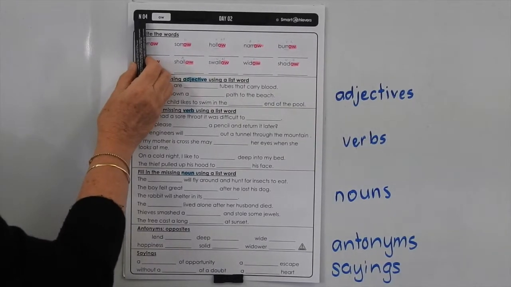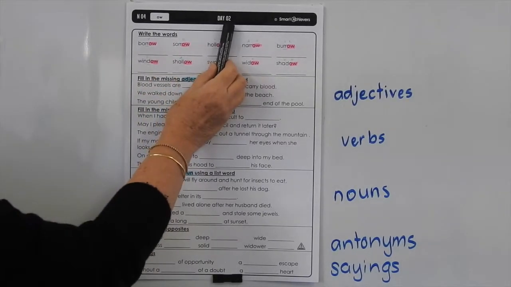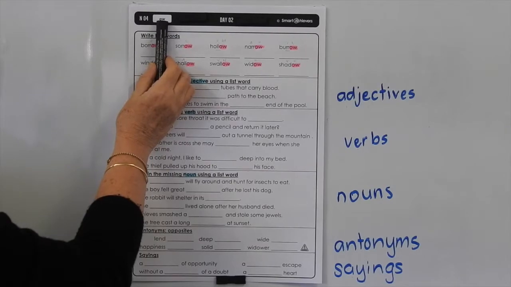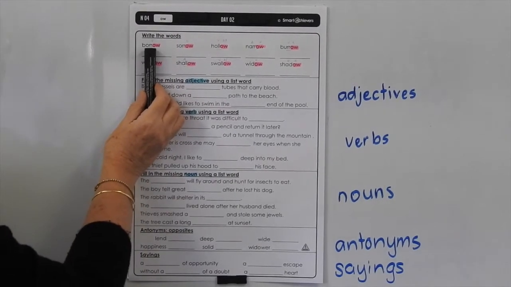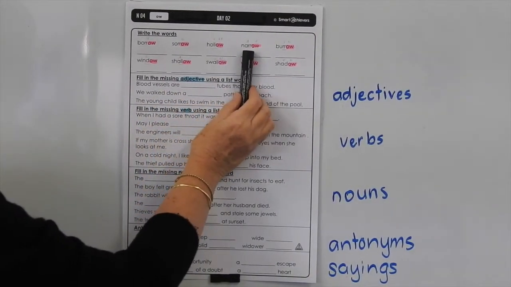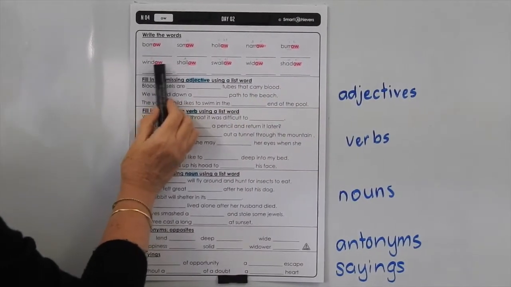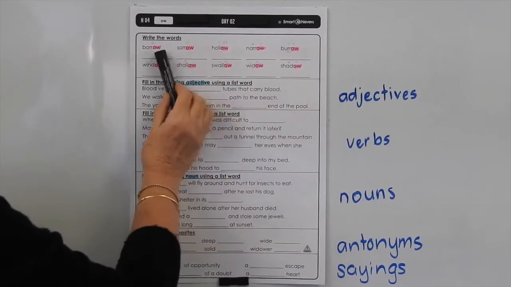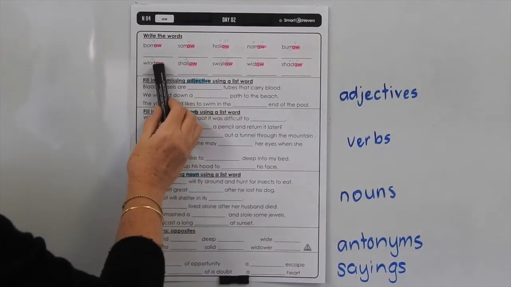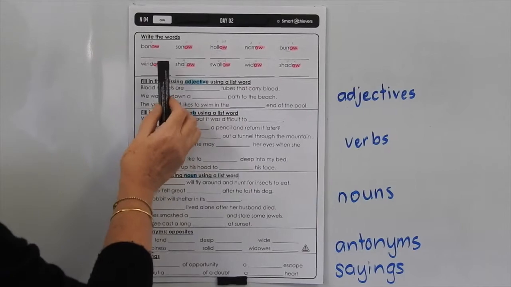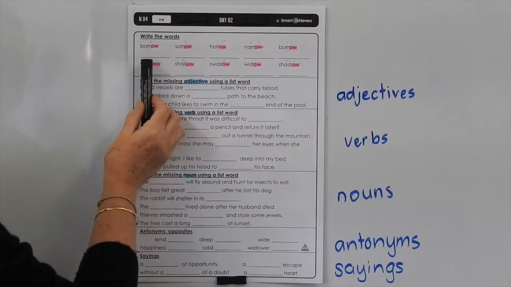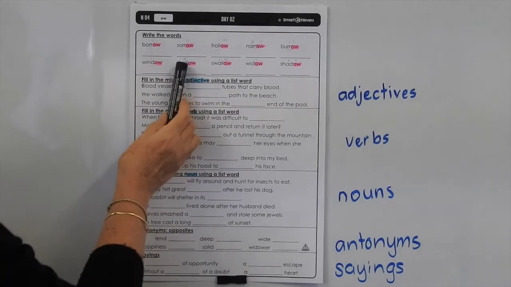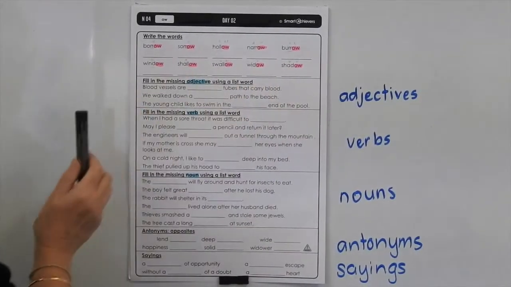This is level N list 4, and we're doing the day 2 page where we are revising the OW for the O sound. So we've got borrow, sorrow, hollow, narrow, burrow, window, shallow, swallow, widow, shadow. And you can see in all these words we see OW commonly at the end of a word. It can be at the start of some words like own or O, and it can be in the middle of some words, but more commonly it's seen at the end of a word.